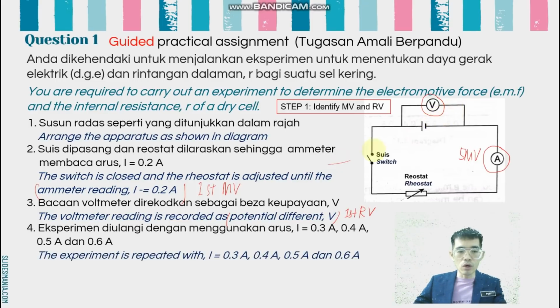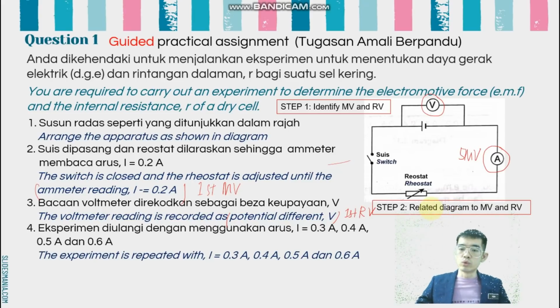Step 4, the experiment is repeated with I equal to 0.3, 0.4, 0.5, and 0.6 ampere. That means we have to know how to get our data. We have to relate the diagram to the MV and RV. As mentioned, we will get our 5 manipulated variable readings from the reading of the ammeter, and the 5 readings of the responding variable from your reading of the voltmeter.